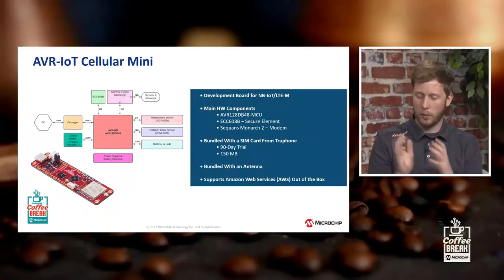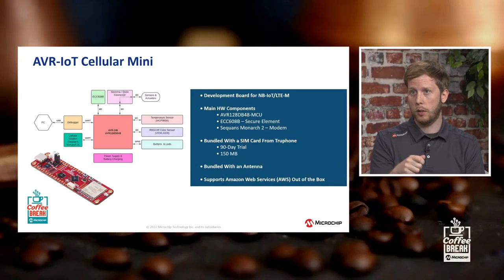So you have one SIM card, and for instance, in the scenario I just described, you're going from Spain to Germany, they would have agreements with the operators in each of those regions and automatically change to the appropriate network in the region you're in. Okay. So you'll get that with the board. In the box itself, you'll find an antenna that you connect to the board. You also find this SIM card, which is a 90-day free trial on 150 megabytes.